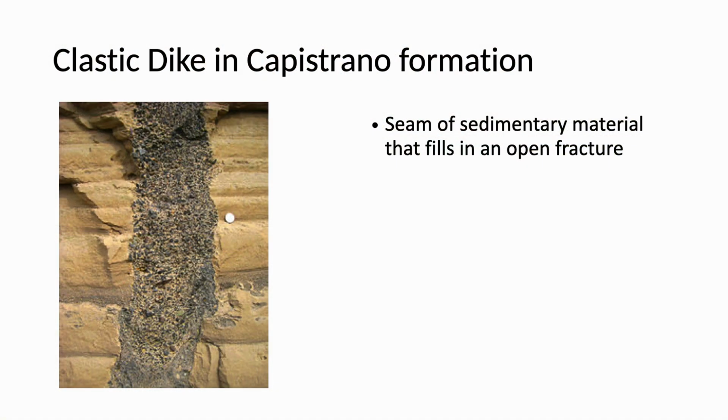We walk a little bit further and you'll see a seam in the sedimentary material that's filled up. So there's a fracture. This is what we refer to as a clastic dike, and we see this in the Capistrano Formation. It looks like there's a fracture in the rock, and then it looks like it's filled in with sediments. How was it formed? Most likely an earthquake, and then liquefaction caused that sediment to fill in that crack.